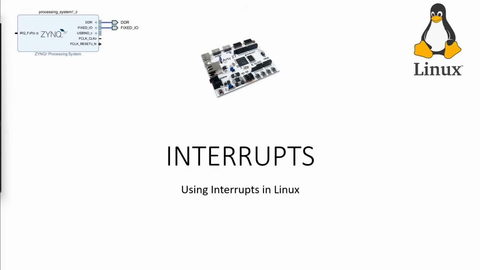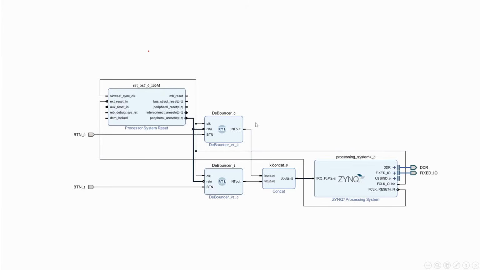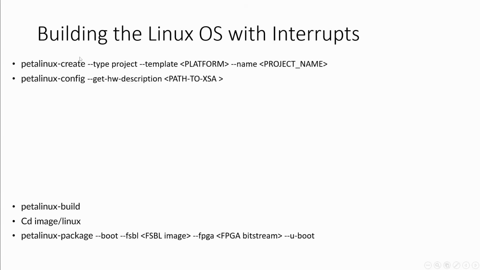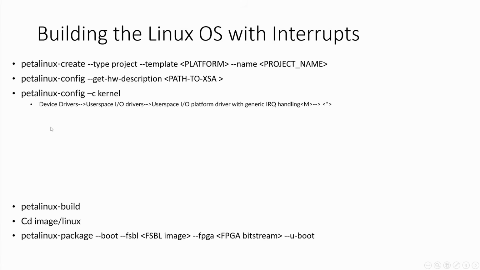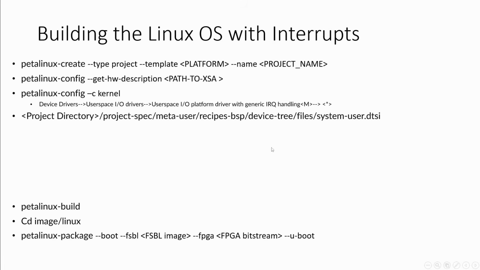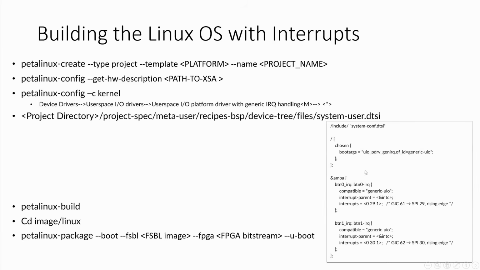Hi again. In my last video I built the design and ran it with the bare metal software just for checking, and then we built the Linux operating system with the interrupt. We did everything as we used to do, but we had two stages. One was enabling the user space IO platform, and the second was to add a file, system-user.dtsi, to define the interrupts and make them work.